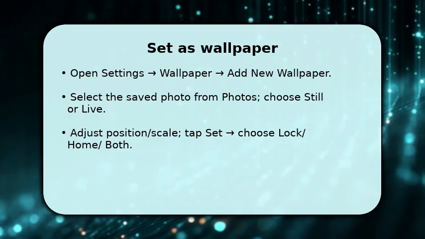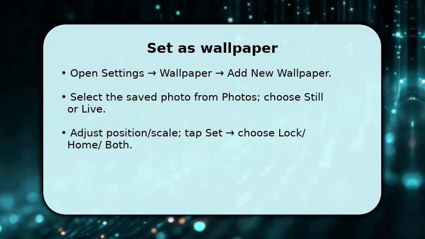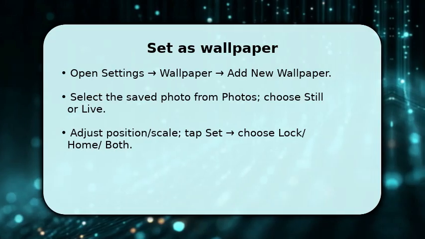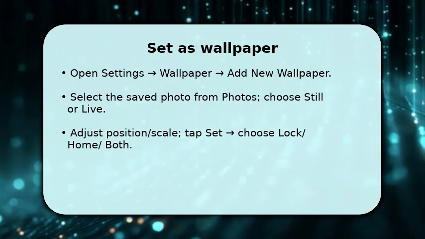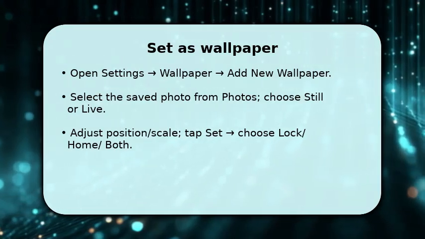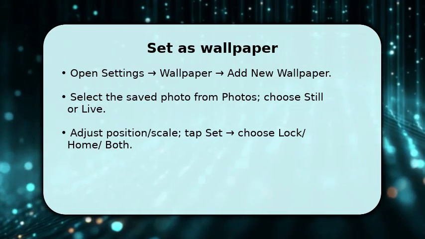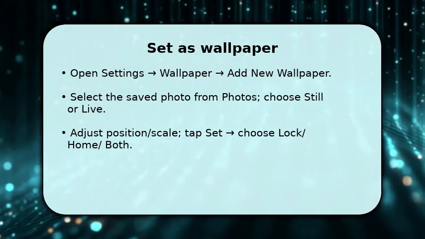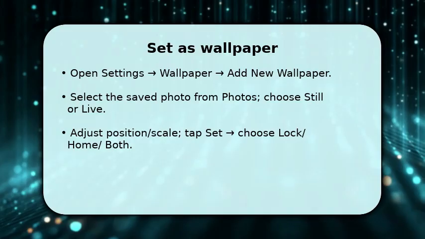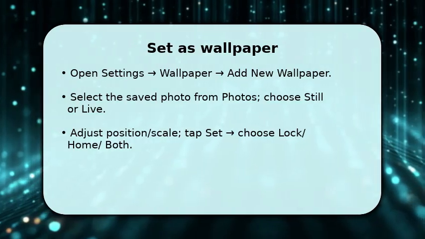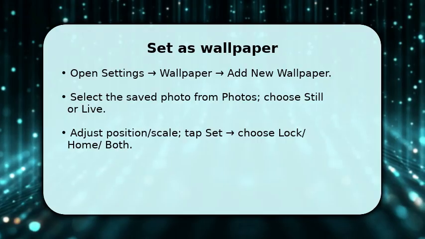You'll see preview controls. Pinch to zoom and drag to position so critical parts aren't hidden by icons or widgets. Choose Still or Live depending on the image and iPhone model. Live works only with live photos. After adjusting, tap Set and decide Lock Screen, Home Screen, or both. This applies the image with correct pixel handling.